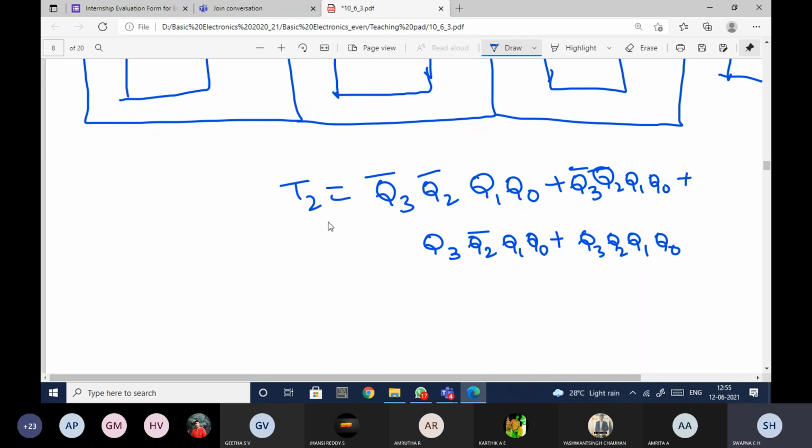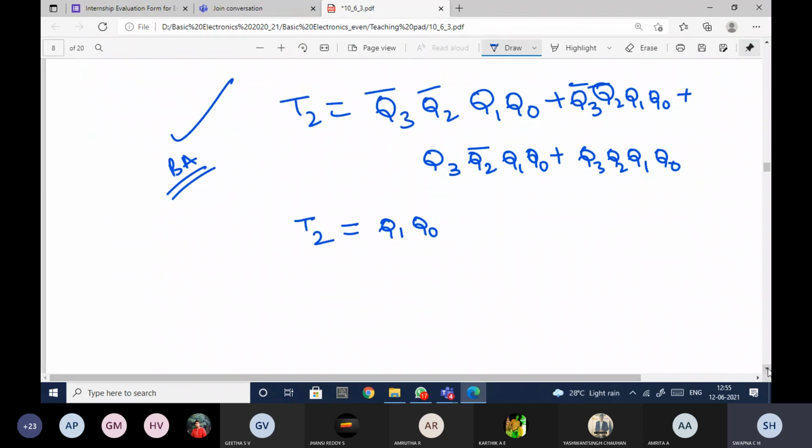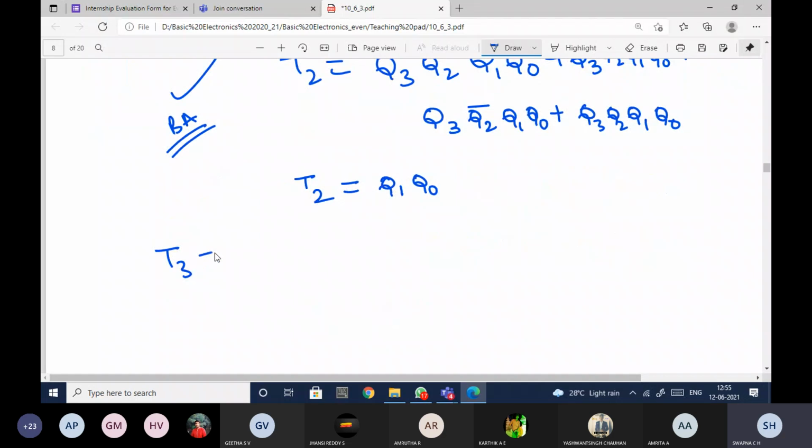Here you can simplify this. Using Boolean algebra, try to simplify this expression. You can do it easily. You'll get T2 as Q1 and Q0. In the same way you need to write the equation for T1 as well.